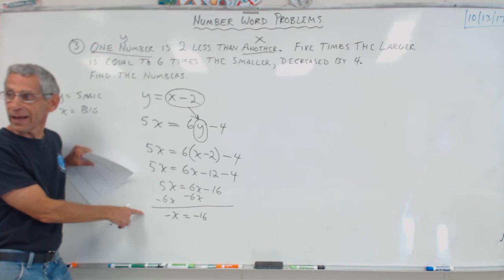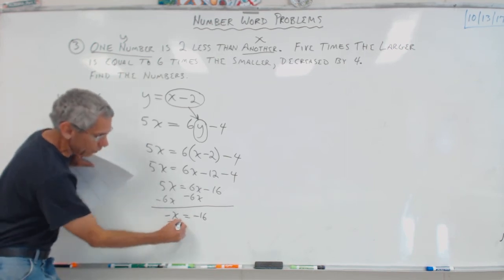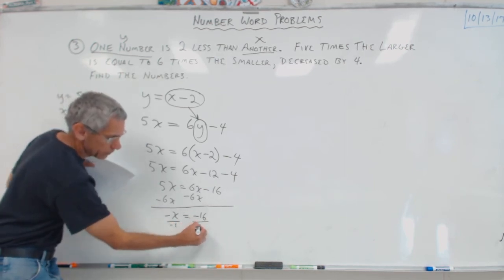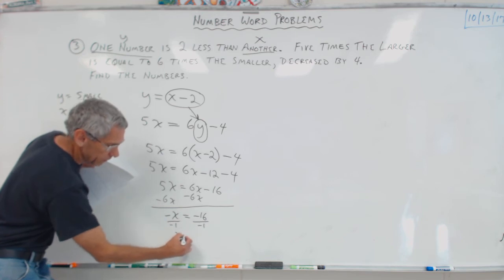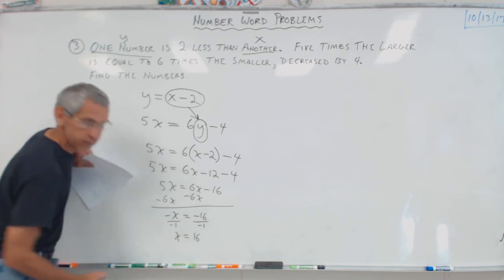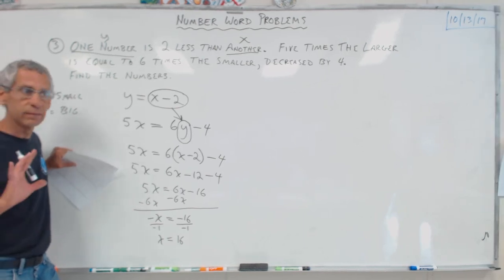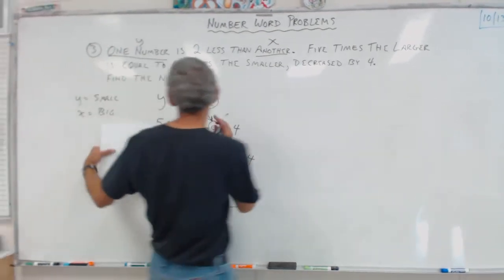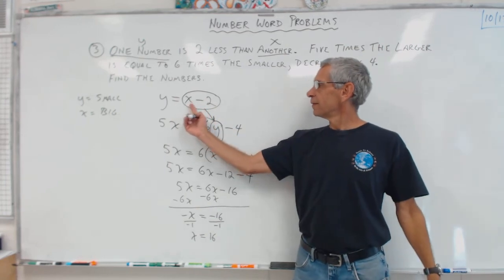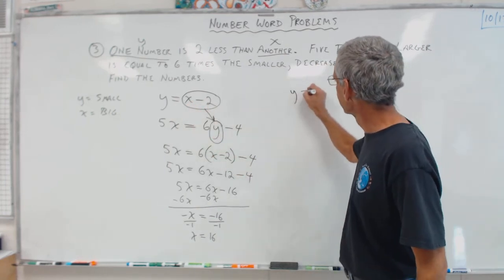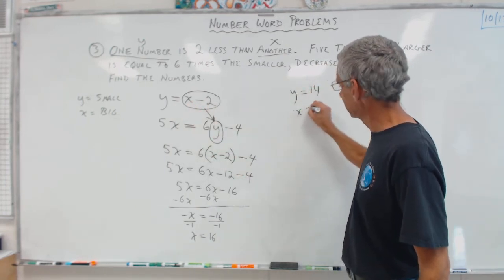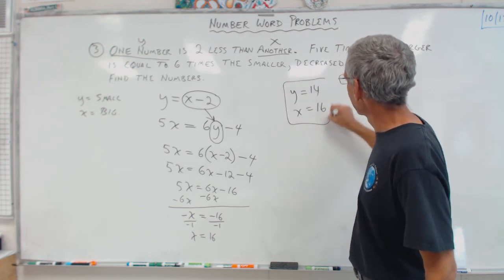Now, if in my head I divide by negative 1, that gives me x is equal to positive 16. Do you guys see what I did? Everybody understand? All right, if x is positive 16, what is y? 14. Y is 14, x is 16, and there's my answer.